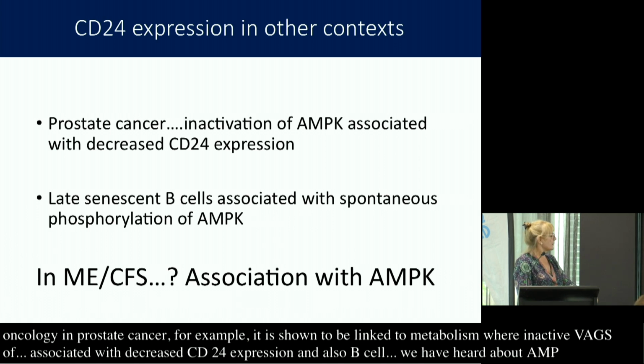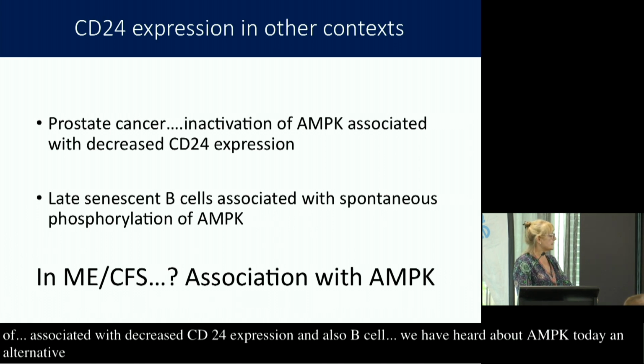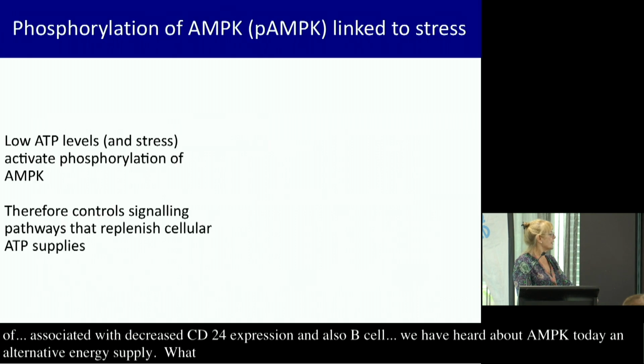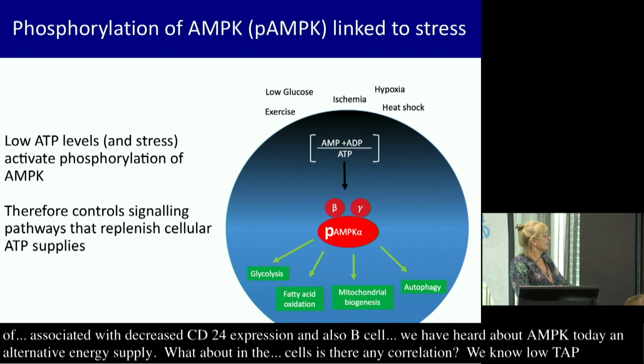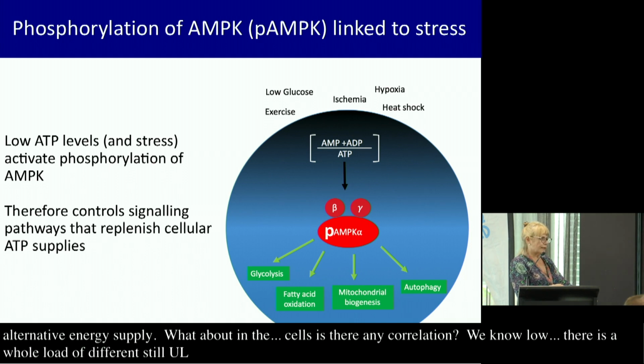So what about in these ME/CFS B cells? Is there any association with AMPK? We know that low ATP levels and stress activate phosphorylation of AMPK. A whole load of different stimuli will do this. And therefore, phosphorylation of AMPK controls signaling pathways that will help replenish ATP supplies, very basically.